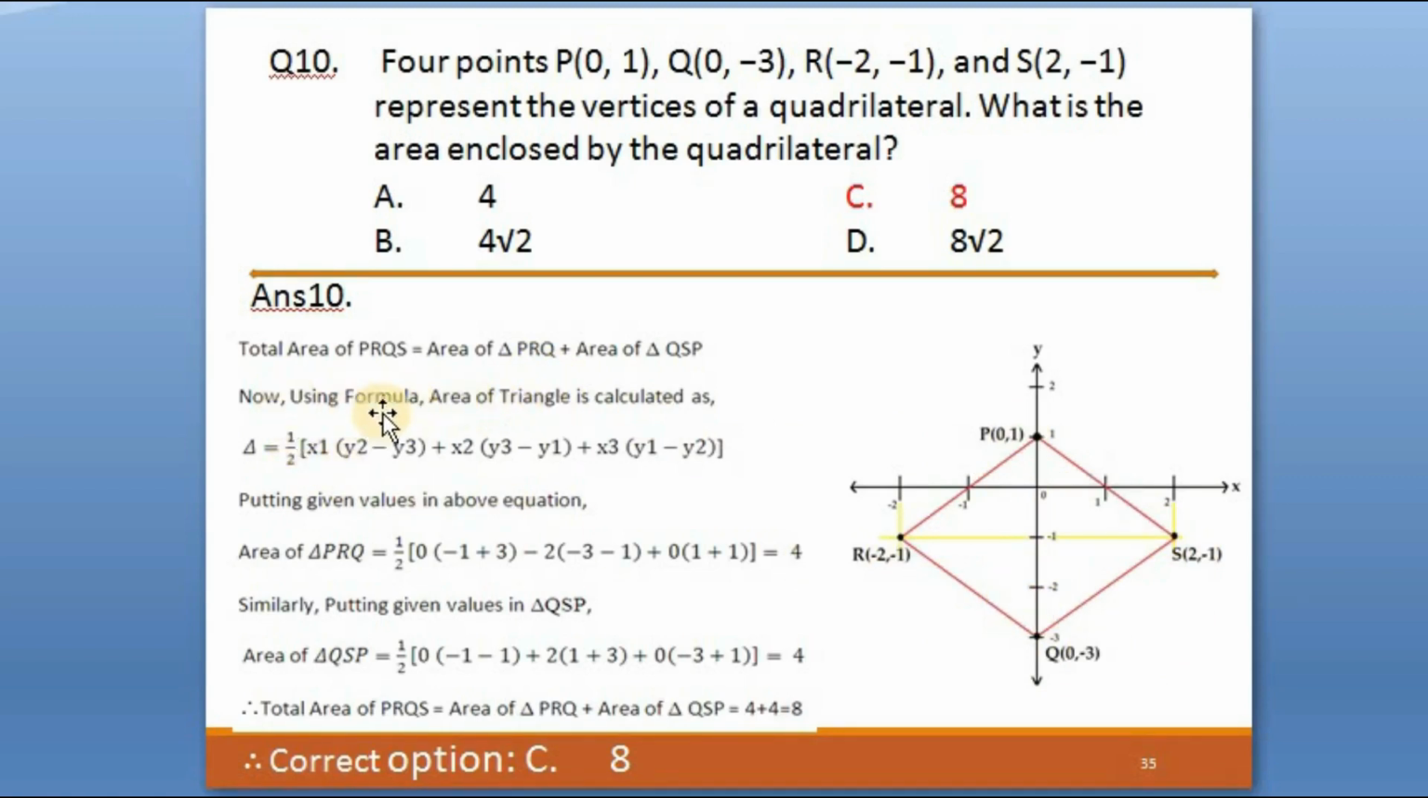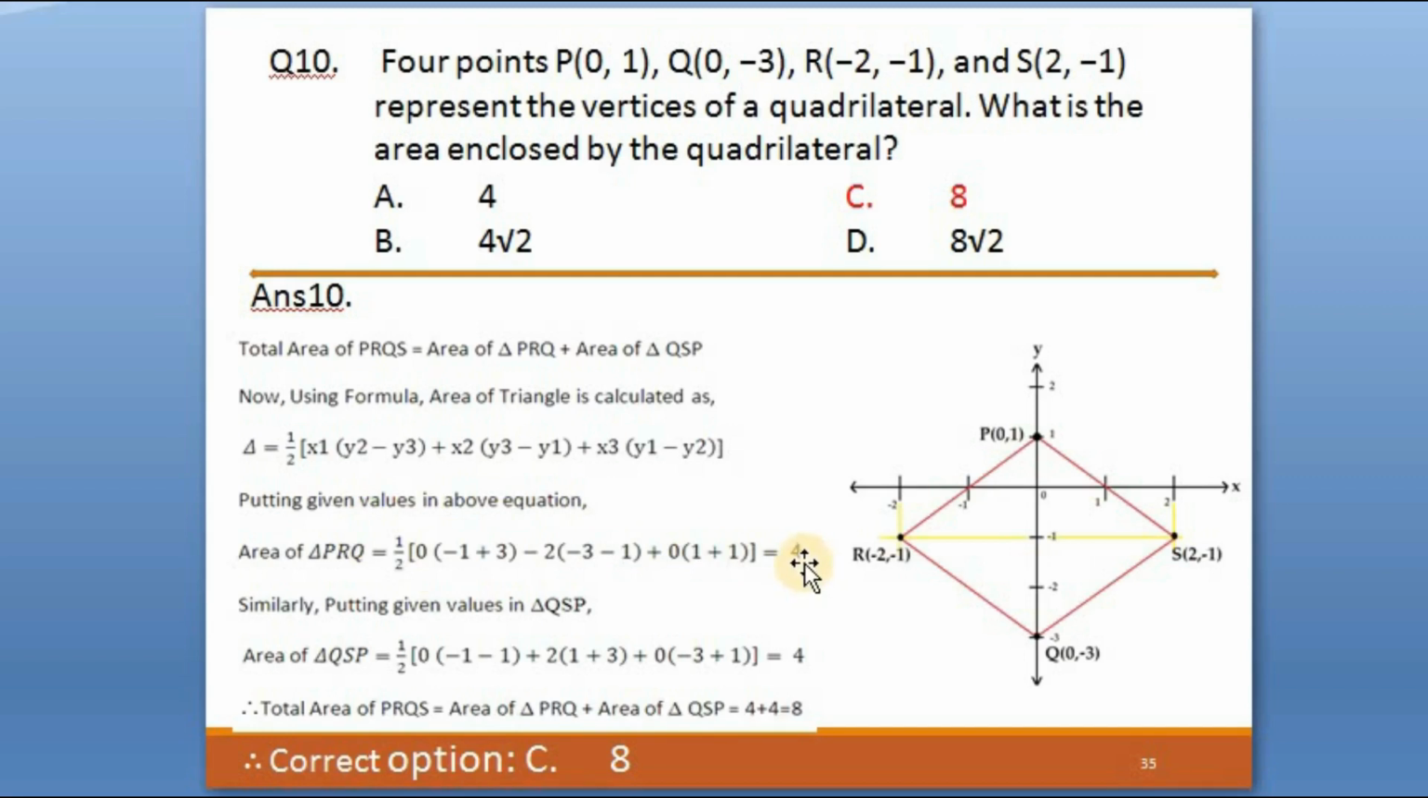That is, area of triangle is given as 1/2 x1 into (y2 minus y3) plus x2 into (y3 minus y1), and plus x3 into (y1 minus y2). So using this formula, coordinates we have given, that is P is equal to 0, 1, it means the first one is representing x and the second one is representing y. So we will put the values here according to the first triangle. P is 0, 1, so x1 is 0, y2 is -1, as you see here, and y3 is -3. So again we will put all the values and we will calculate the area as 4.